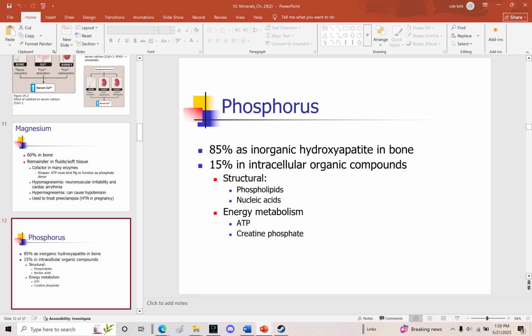Except when it comes to bone, that's where it binds to calcium and you make hydroxyapatite. So to make strong bones, you need phosphorus too, because calcium and phosphorus come together to make hydroxyapatite in bone.